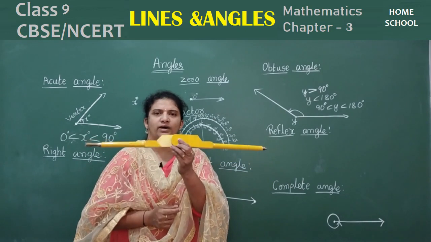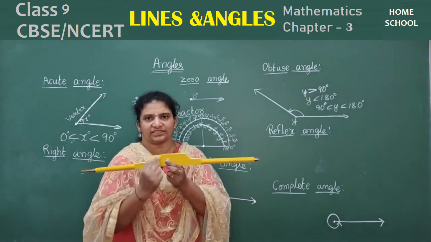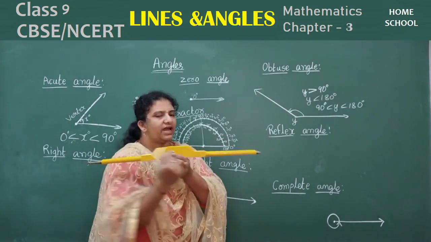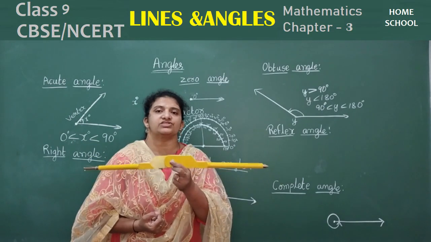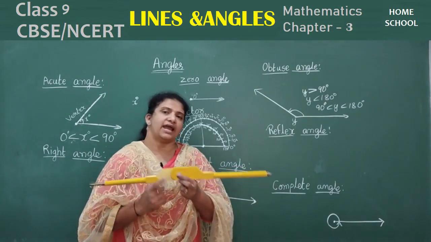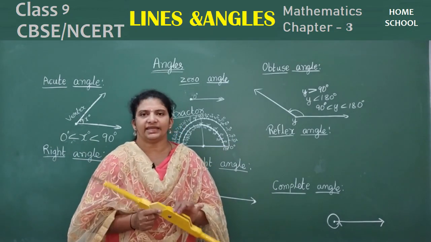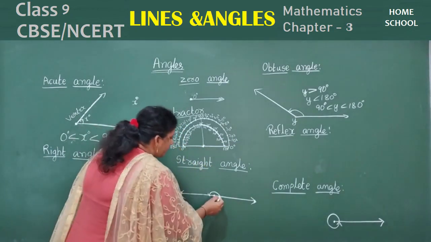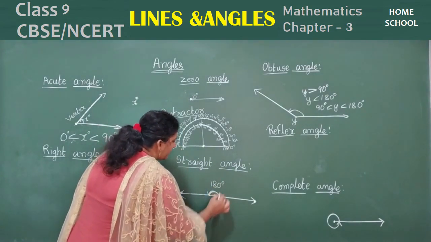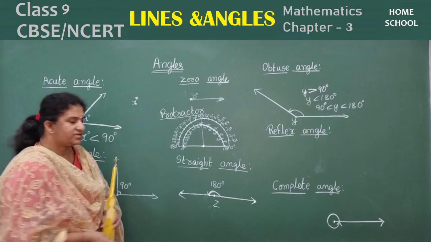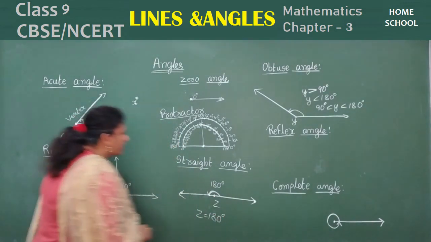Vertex. Two rays are emerging in opposite directions. One ray moving this side, another ray moving this side. This is called a straight angle. Straight angle, what is its degree? That will be 180 degrees. It will be fixed. So from here your angle starts and this angle will be 180 degrees. What is your Z angle? Z is equal to 180 degrees.